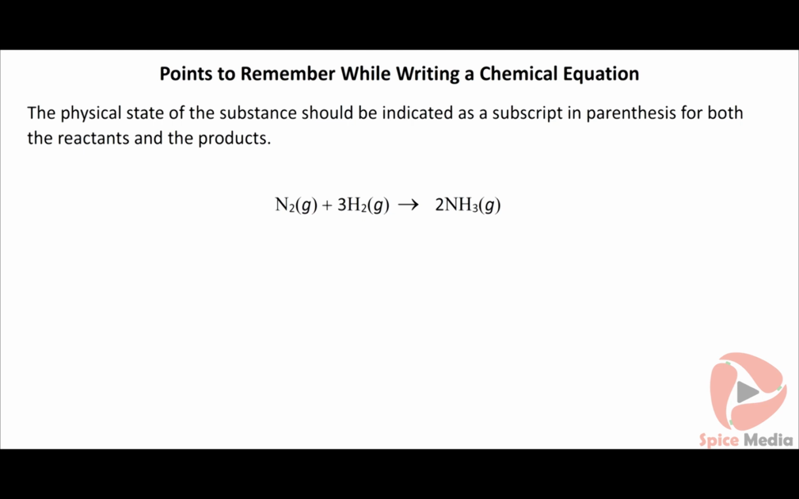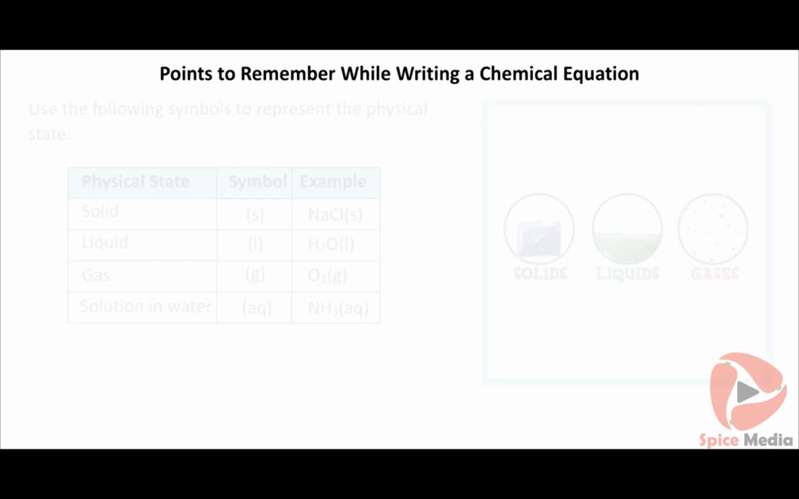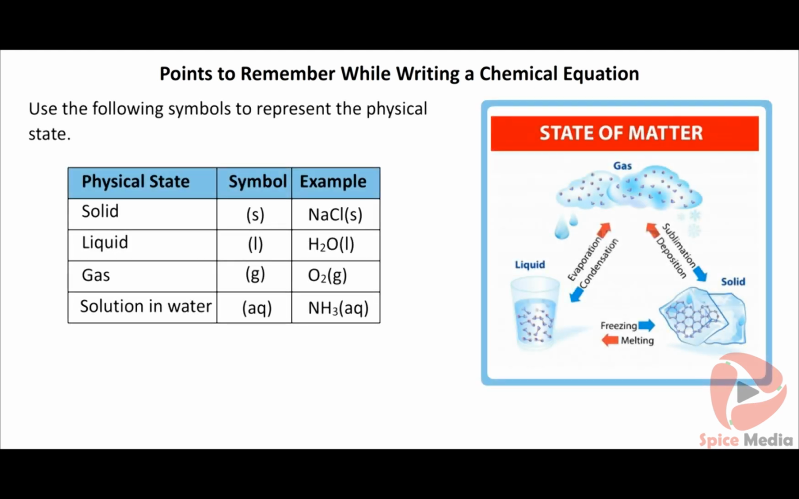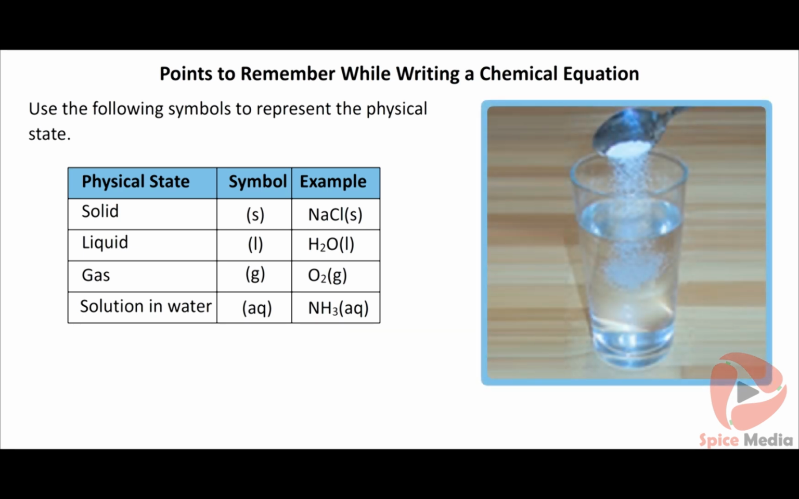the products. N2 plus 3H2 gives 2NH3. Use the following symbols to represent the physical state: solid, symbol S, example NaCl(s); liquid, symbol L, example H2O(l); gas, symbol G, example O2(g); solution in water, symbol AQ, example NH3(aq).